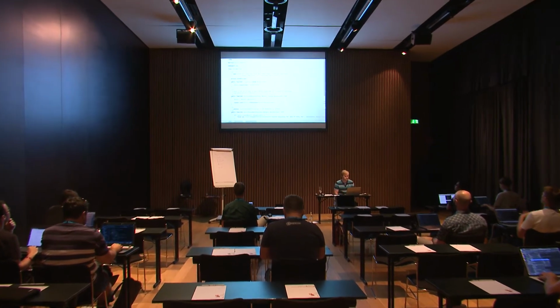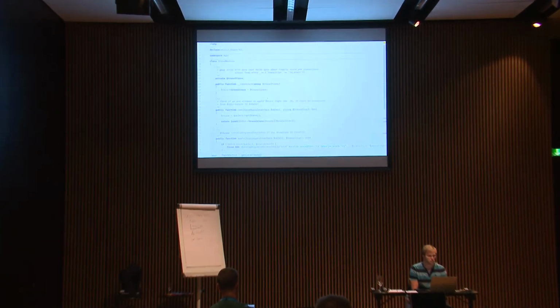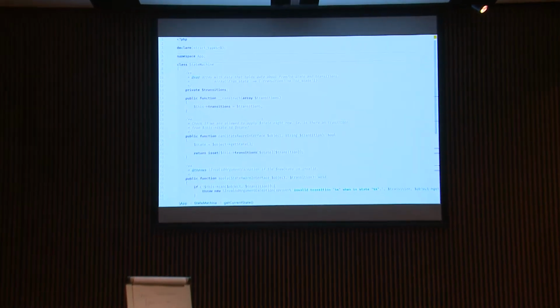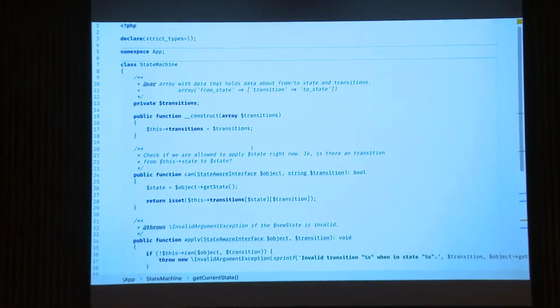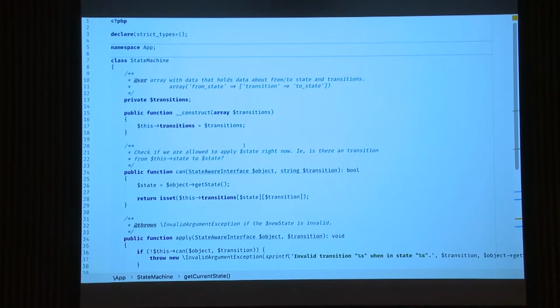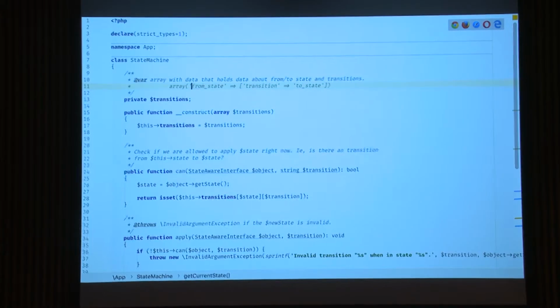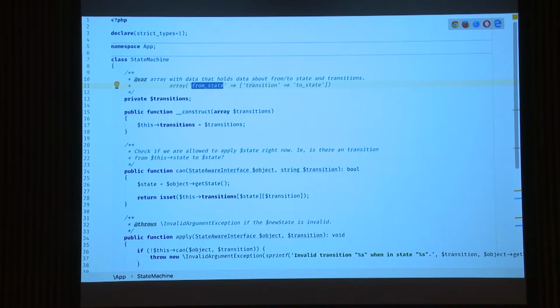What I did, I created a state machine class, and I had the private property transitions, which I get from a constructor somehow. This is basically my transitions, and I've decided that we should have a from state as the key, and then an array in there with the transition name and the to state. I've seen some of you have done other definitions or structures of this, but this is just how I did it.